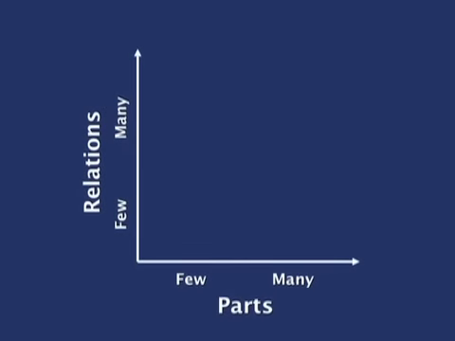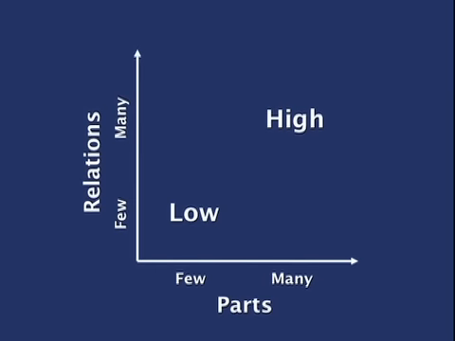Now, let's talk about the complexity level of a system. We said that a system is made up of parts and the relations among those parts. So we're going to draw a diagram. On the x-axis, the number of parts will be represented. On the y-axis, the number of relations will be presented. A system that has few parts and few relations among those parts will be considered a low complexity system or a simple system. At the other end of the spectrum, a system that has many parts and many relations among those parts can be considered high complexity or what we call a complex system.